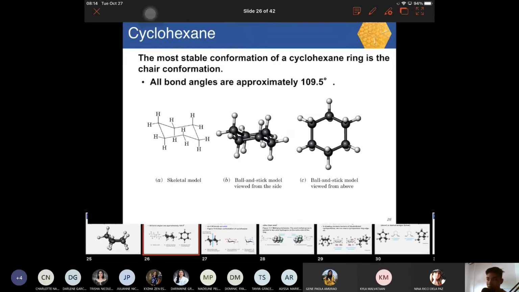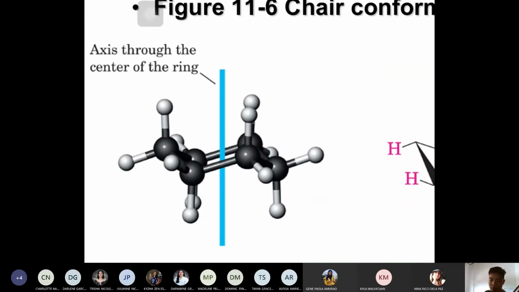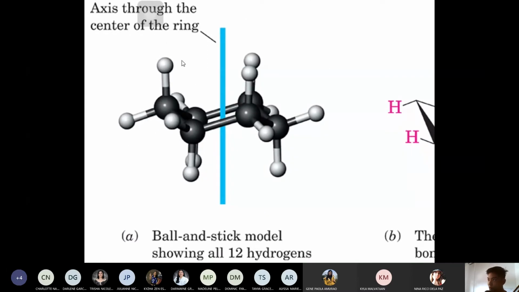Okay, ayaw na mag full screen. Okay, so in a chair conformation, you have 6 carbon-hydrogen bonds that are axial and equatorial. So ano meaning niyan? Okay, so if we check this carbon, mapapansin nyo, some hydrogen bonds are pointed upwards, no? So may naka-point pataas and may naka-point pababa, no? Then some of the carbon-hydrogen bonds here are pointed on the equator, no? Nakapaside yung carbon-hydrogen bond, no?